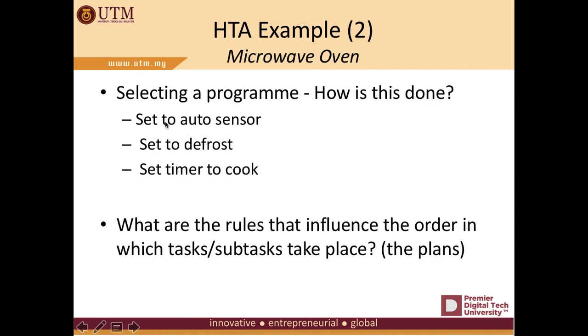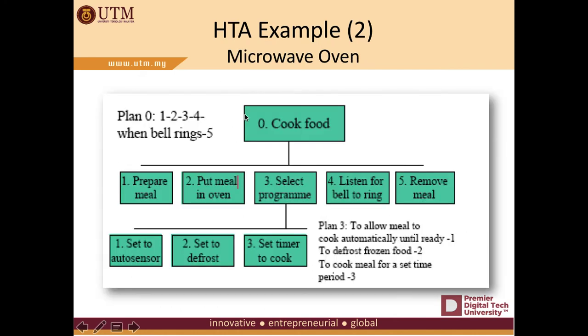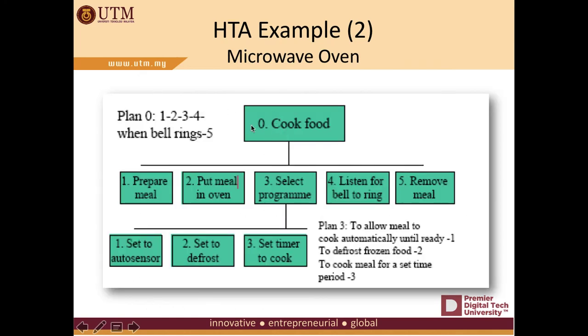If you're looking into a microwave oven, you can see there are a lot of things to consider. How is this done? Prepare meal, put meal in the oven, select program, listen for the bell to ring, and remove meal. So this is a common thing that can be converted into hierarchical task analysis. You see that number 0 refers to your objective. What is the overall goal? Cook food, and that's the reason why cook food is reserved for number 0.